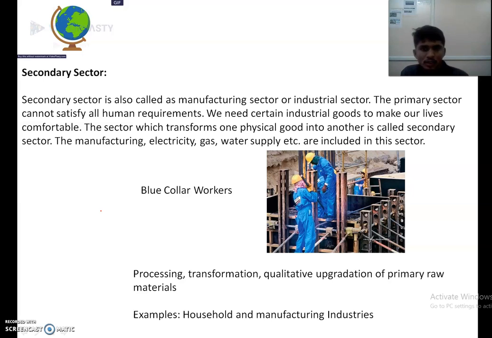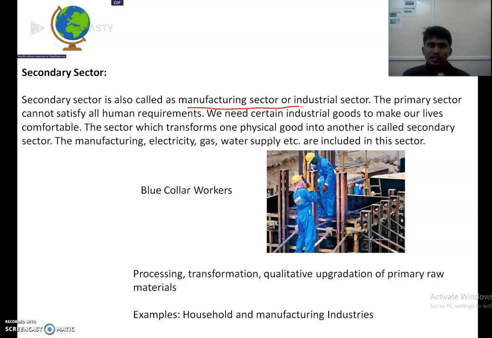Secondary sector is also called manufacturing sector or industrial sector, and the secondary sector also depends on the primary sector. So, the primary sector cannot satisfy all human requirements. So, we need certain industrial goods to make our lives comfortable. The sector which transforms one physical good into another is called the secondary sector. Manufacturing, like electricity, gas, water supply, etc., is included in this sector. So, secondary activities add value to natural resources, add value to primary raw material by transforming the raw material into valuable products.